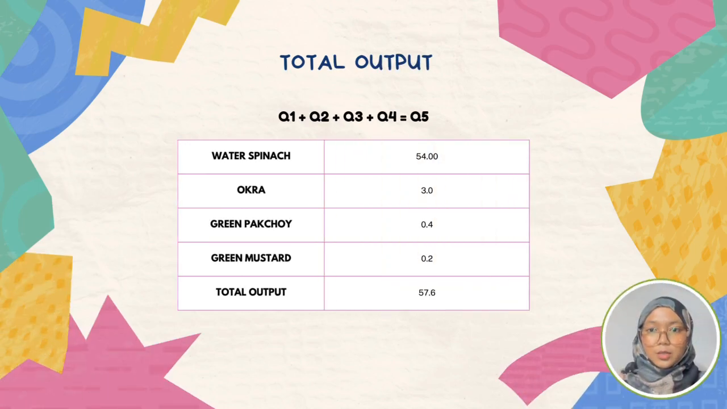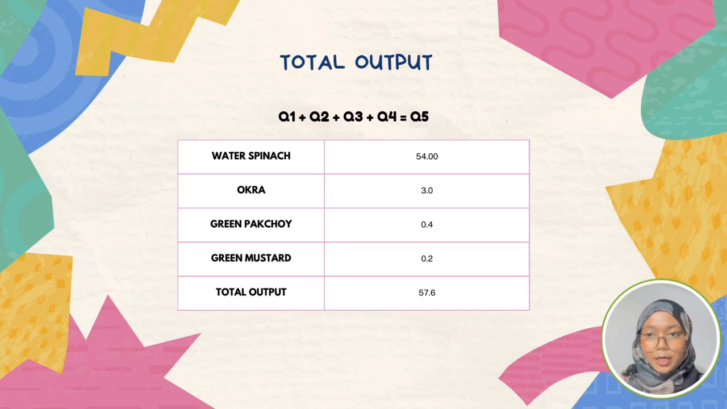Now, let's look at the total output of vegetables we produce. Here's a breakdown of the quantities for each vegetable. First, we have water spinach with a total of 54 kg produced. Next, we have okra, which gave us 3 kg. For green pak choy, we harvested 0.4 kg. And finally, we have green mustard, which produced 0.2 kg.